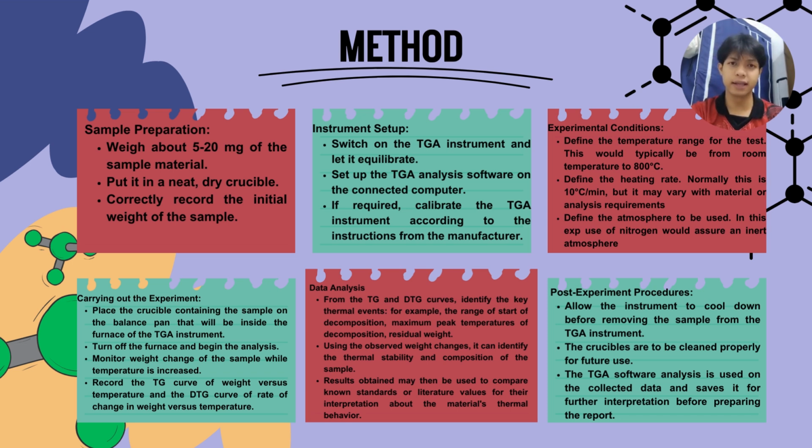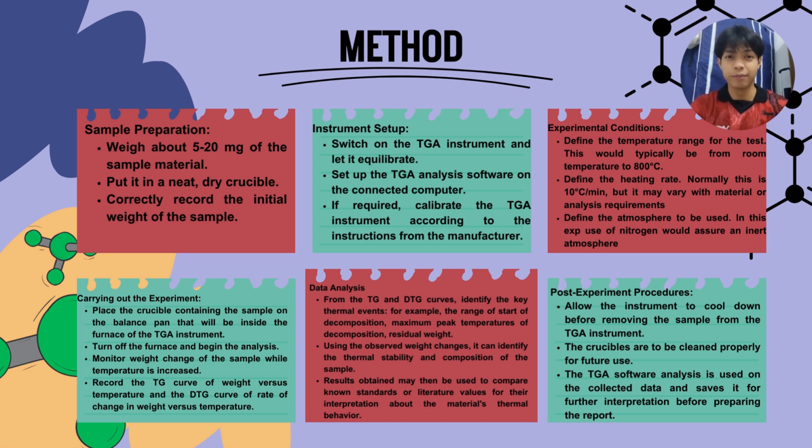Now, let's define the experimental conditions. We set the temperature range for the test, which typically runs from room temperature to 1800 degrees Celsius. The heating rate is usually set to 10 degrees Celsius per minute, although this can vary depending on the material or specific analysis requirements. For this experiment, we'll use nitrogen to ensure an inert atmosphere.